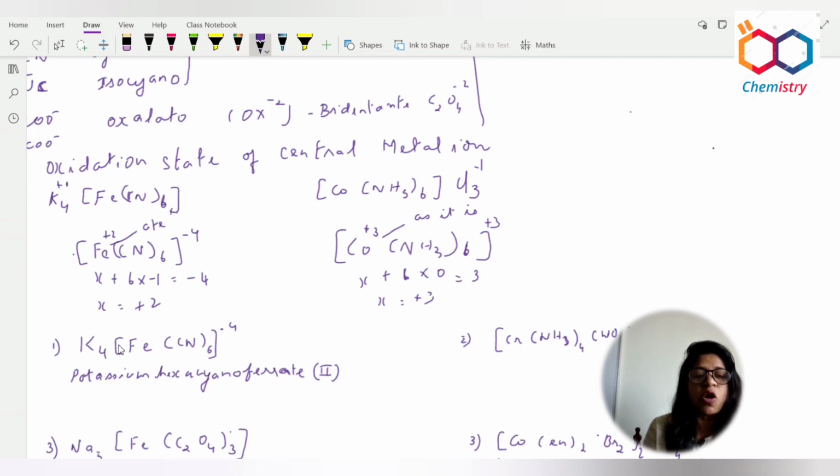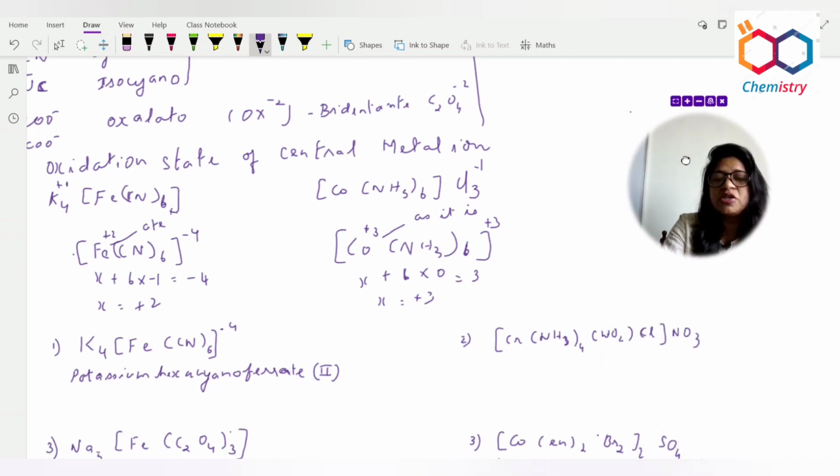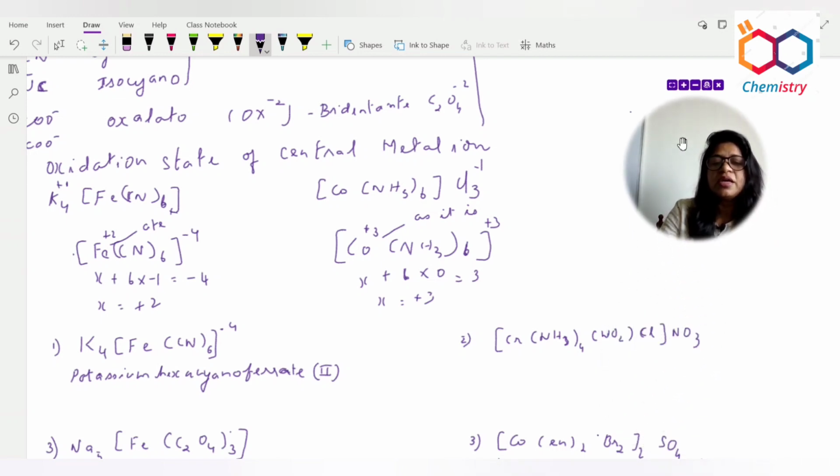If the negative part is the coordination entity, name the ligands first. There are 6 ligands. So, hexa, cyano, ferrate. Because it is negative, the name of the central metal ion ends with ATE. Ferrate 2. Okay. Now, let us go to the next complex. Look at the next complex.